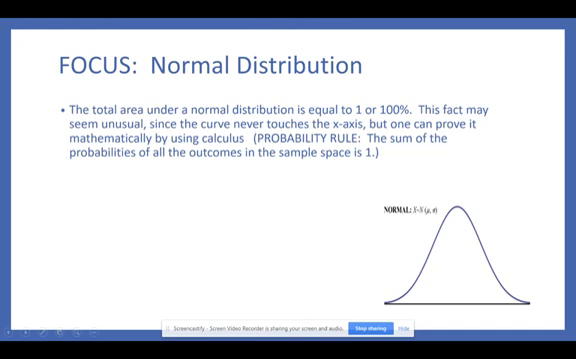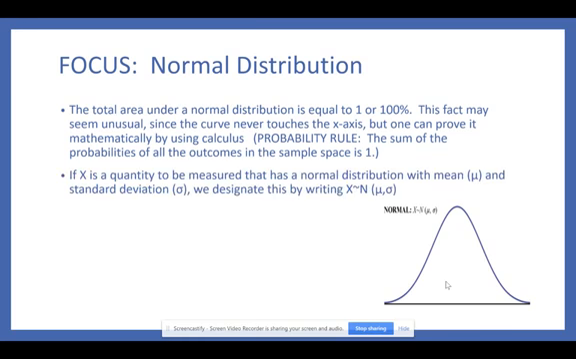Furthermore, one of the key things about a normal distribution is that the total area under the normal distribution is equal to 1 or 100%. This is a carryover from the probability rule that the sum of the probabilities of all the outcomes in the sample space is 1. Now, we can actually prove that the total area is 1, but it requires us to know calculus. So you may have to trust me on this fact.